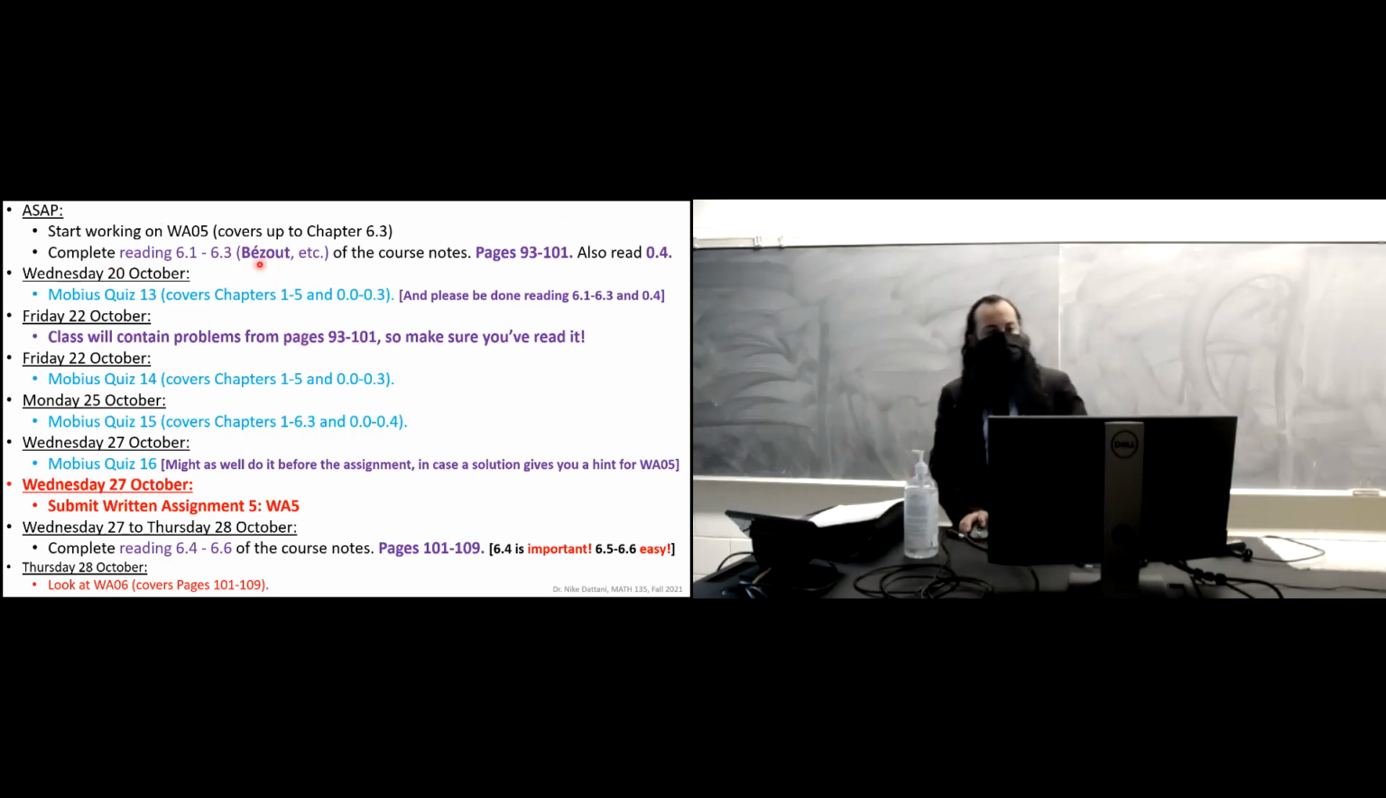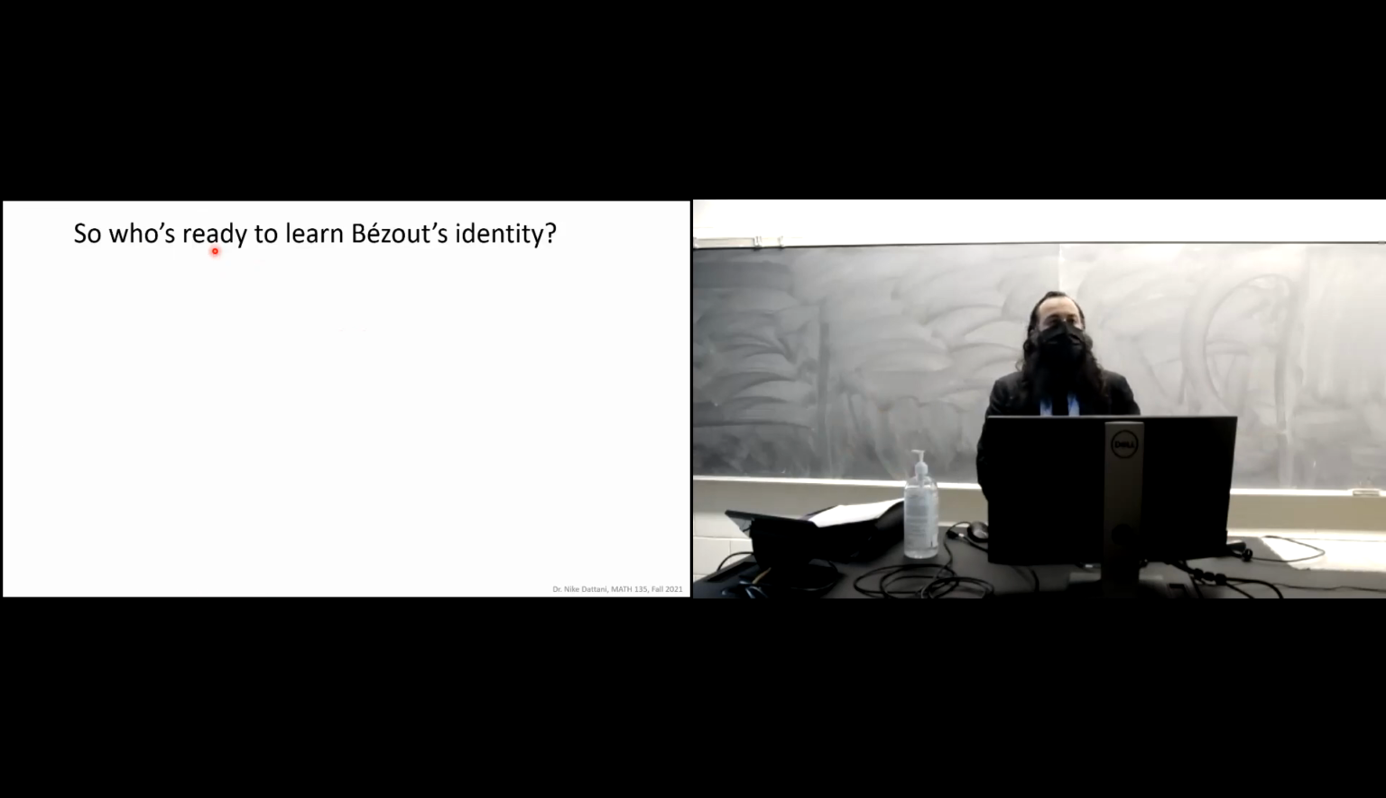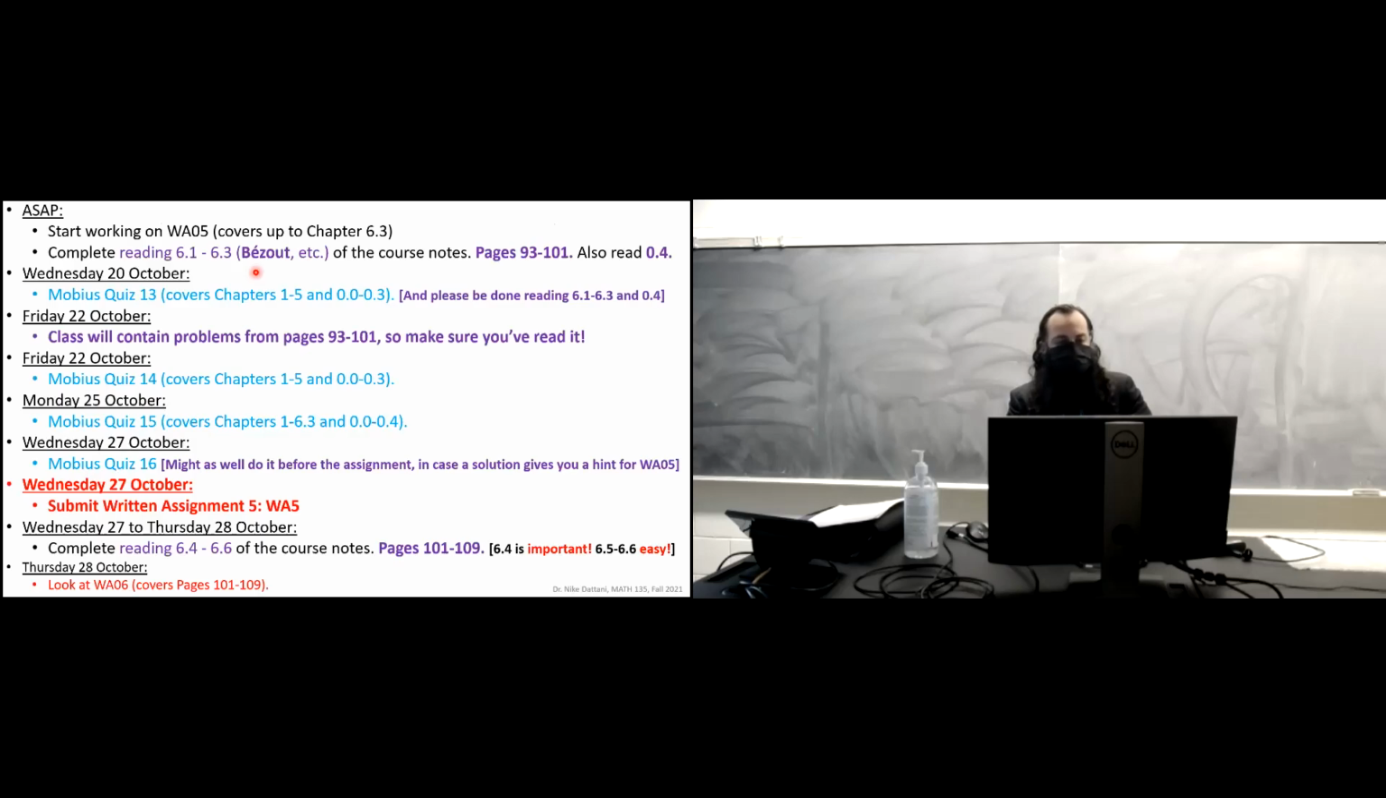Okay, how is it that we learn theorems in this course? We read. So first ASAP, I would say start working on assignment number 5. Who here is done assignment number 5? No one. Who here has started? Who here hasn't started? Uh-oh, a lot of people haven't started. Okay. How many people are half complete? Good. All right. So assignment number 5, I think you should start working on that because it's due in a week. And complete reading 6.1 to 6.3.